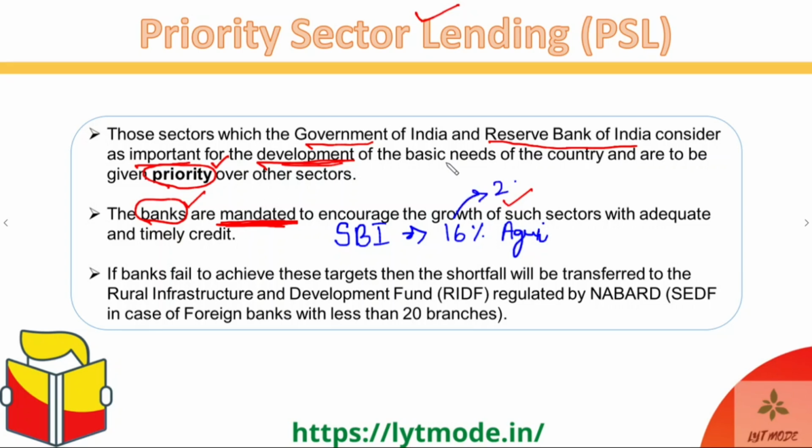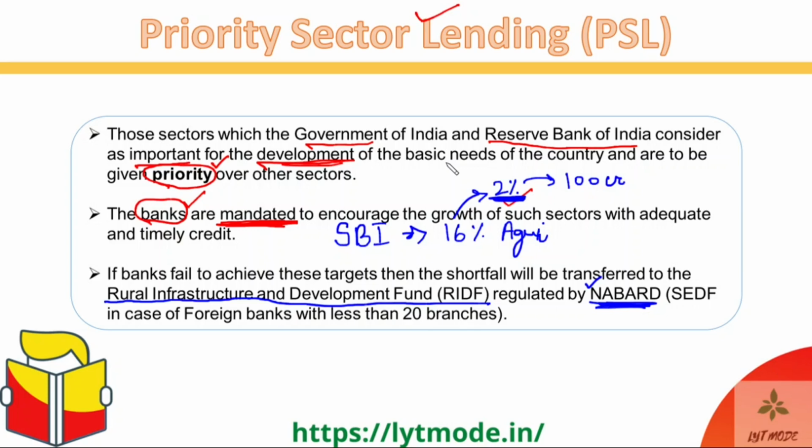So the shortfall is 2% of its total loans. Now, this 2% of its total loans, for example, it might be 100 crores or something. This amount then has to go to the RIDF, or the Rural Infrastructure Development Fund. And this is a fund which is managed by NABARD, or the National Bank for Agriculture and Rural Development. And this fund is used for the infrastructure and development of the overall rural areas. Okay, guys. So that is where the entire money goes if they fall short of their PSL targets.